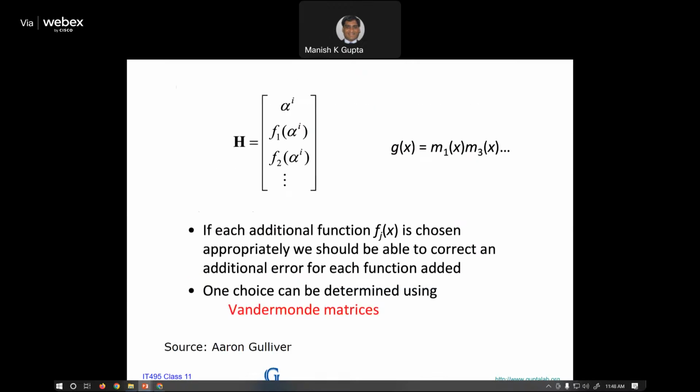Now you see, the same thing can be continued with some function of alpha raised to power i. A typical column in the parity check matrix of the Hamming code was alpha raised to power i. You can use another function, as many times as you want. And again, Vandermonde matrices play a very important role because what you are doing is powers. Powers you are doing, right? So again, that kind of matrix plays a very important role here.